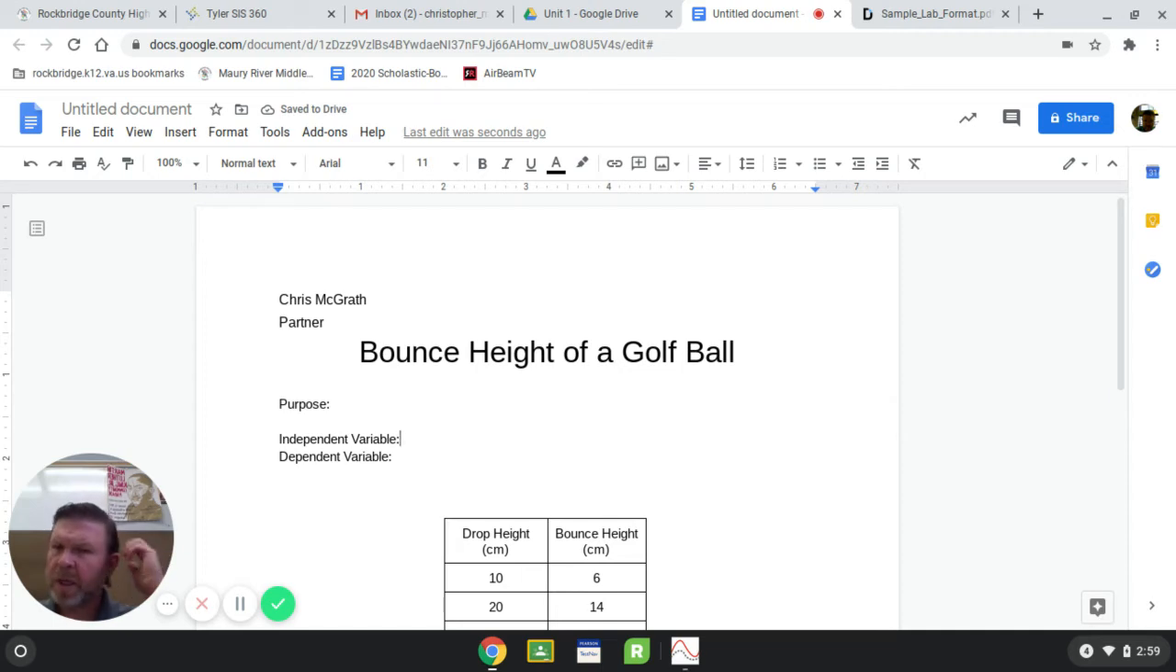My independent variable, that's the thing that I'm controlling, right? That I have control over. And what I was controlling there, I was controlling how high I drop the ball from. So that is going to be my drop height.